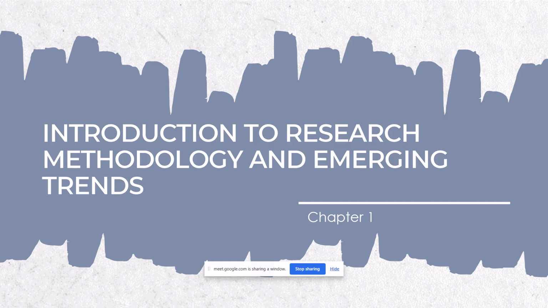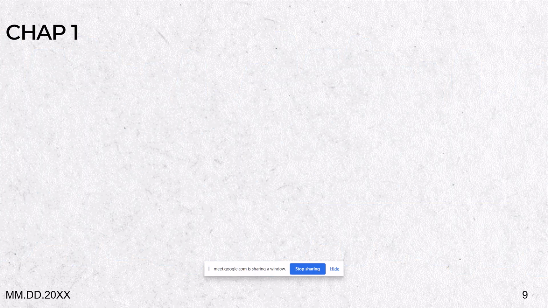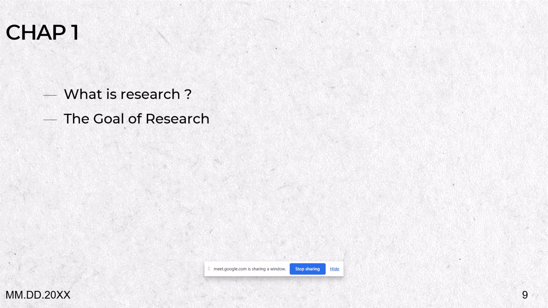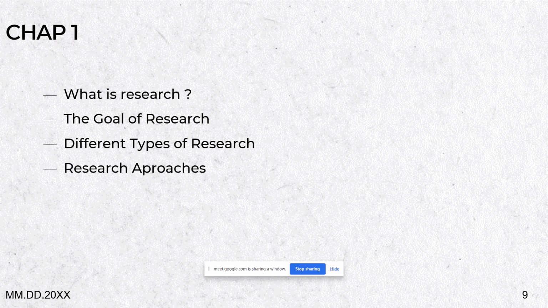Now let's go to the first chapter, Introduction to Research, Methodology, and Emerging Trends. In this chapter, we see what research is, the definition of research, what research is not, the real meaning of research, the goal of research, different types of research, and different research approaches.